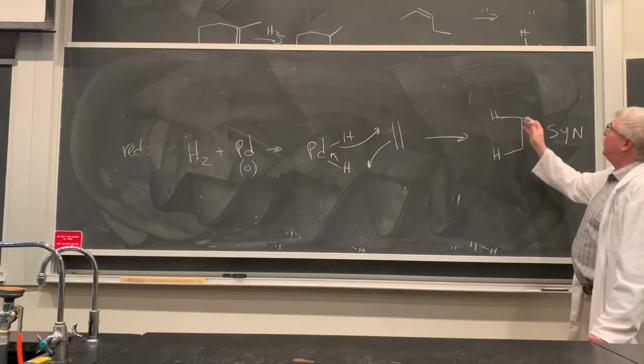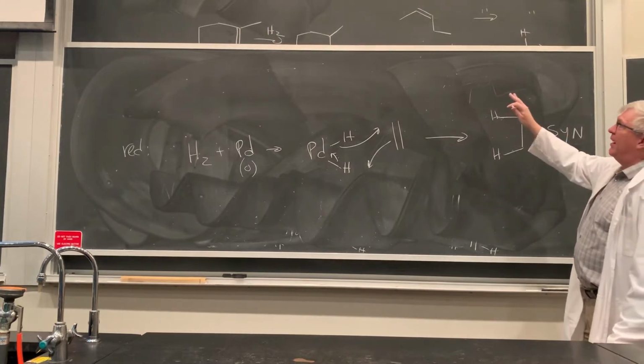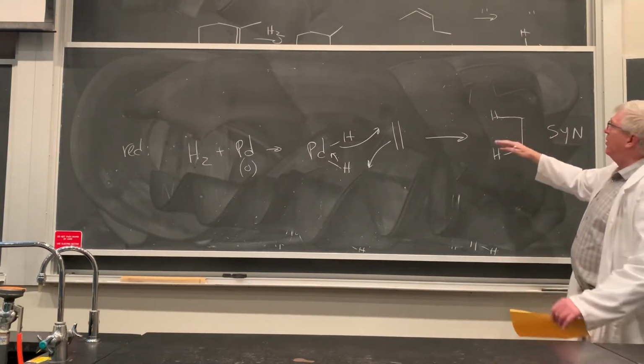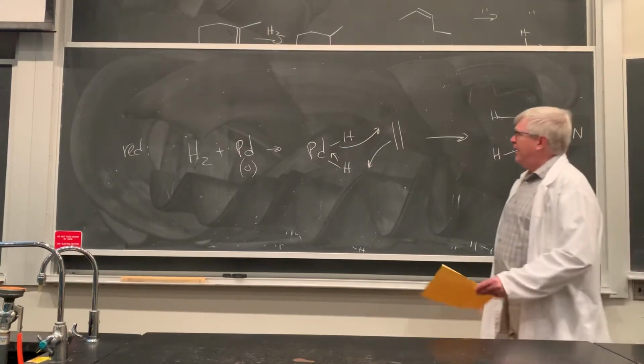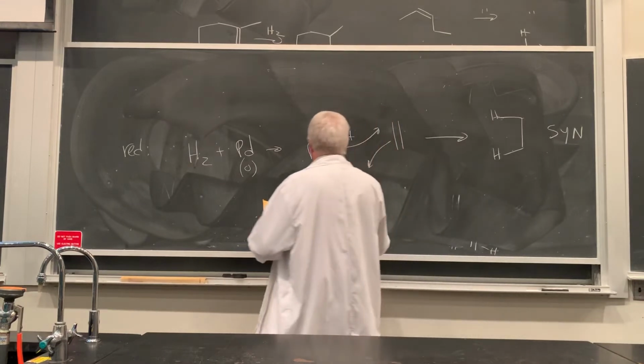If you can see it there, remember we had the cyclohexene with the 2 methyls on there. It gave the cis product, so the 2 hydrogens going on the same face, and that's fine. That's not actually how it works.